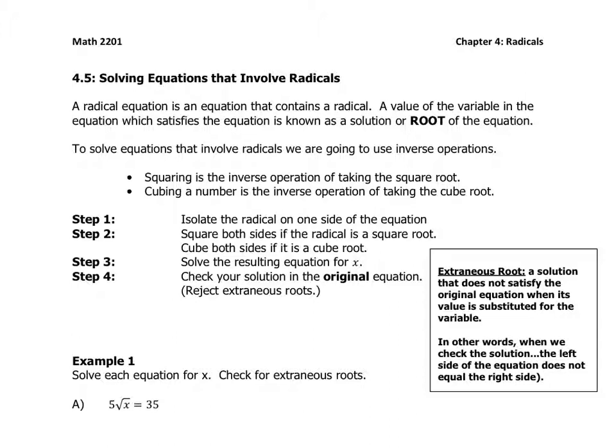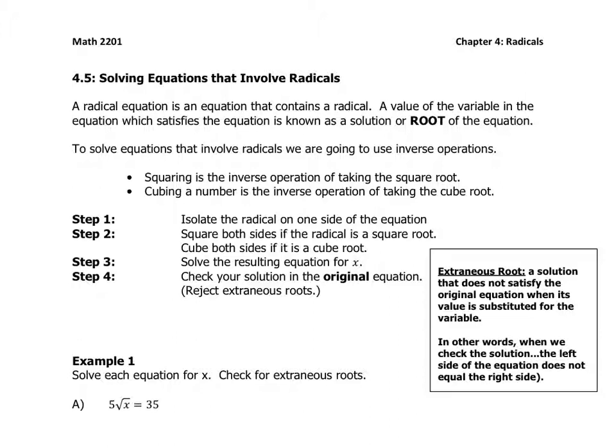To solve equations that involve radicals, you basically use inverse operations. So squaring would be the inverse of taking the square root, and cubing would be the inverse operation of taking the cube root. So these are the basic steps we're going to use for solving equations that involve radicals.